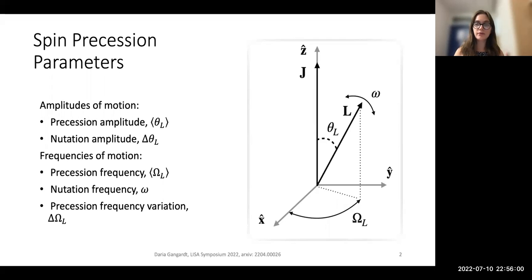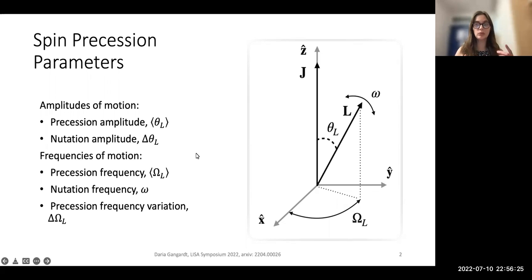The precession average of this, i.e. the average of theta L over the time it takes for L to complete a motion around J, is what we call the precessional amplitude, bracket theta L. As L moves around J, it does so with an azimuthal frequency of omega L, whose precession average value we call the precession frequency, bracket omega L.